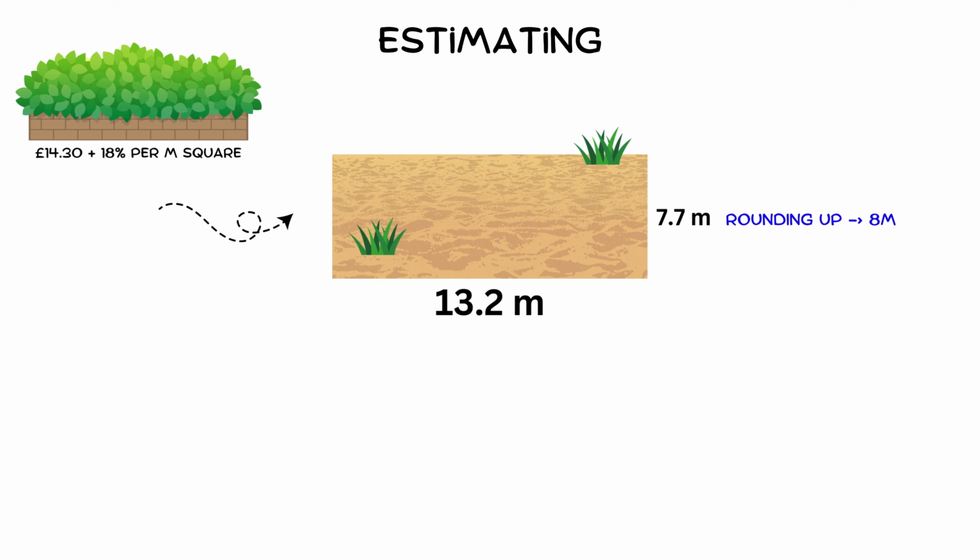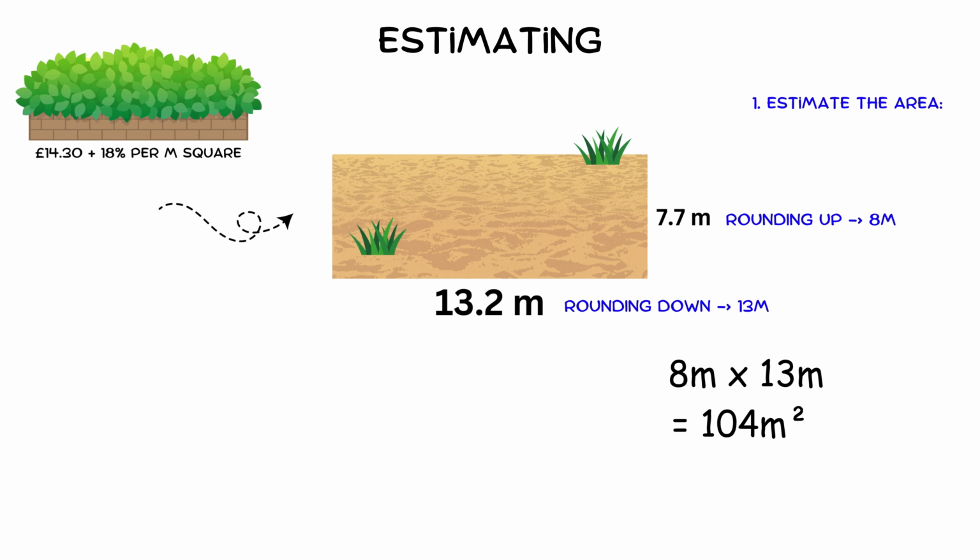The first thing we need to do here is estimate the area of the garden, which we can do by rounding up our width of 7.7 meters to 8 meters, rounding down our length of 13.2 meters to 13 meters, and then multiplying the width by the length to get an area of 104 square meters.